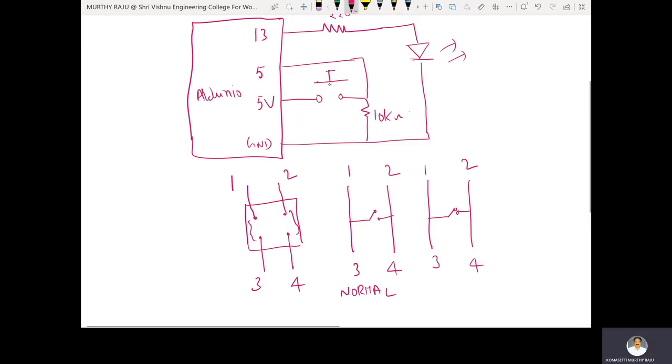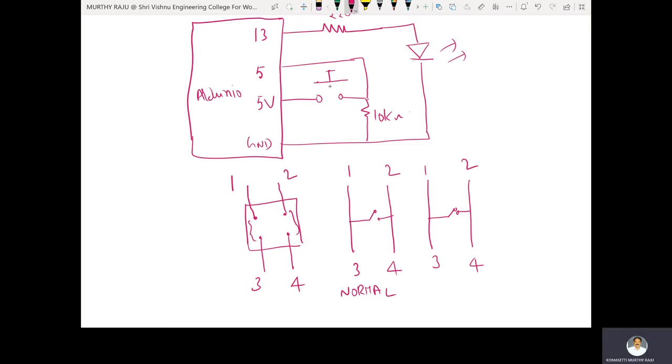Whenever the push button is unpressed, the 5th pin of the Arduino is connected to ground through a 10 kilo ohm resistance. The 10 kilo ohm resistance is called a pull down resistor. Therefore, the output is low. The 5th pin is low.